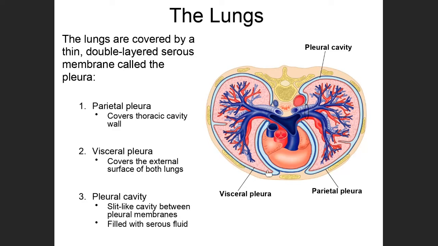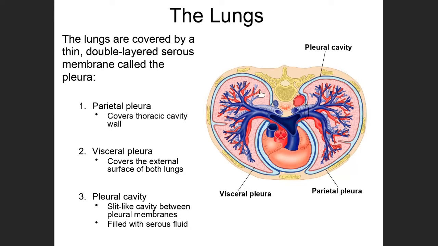In between those two layers of the membrane, you'll notice that there is a light blue colored space, which I'm running my pointer across now. This particular area is what's known as the pleural cavity, and really it's just a slit-like cavity between those two membranes. It's filled with an oily lubricating fluid, which is known as serous fluid.